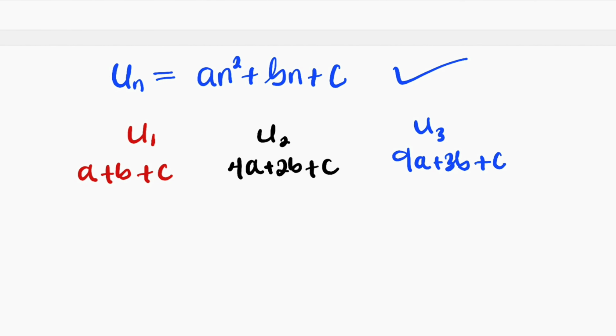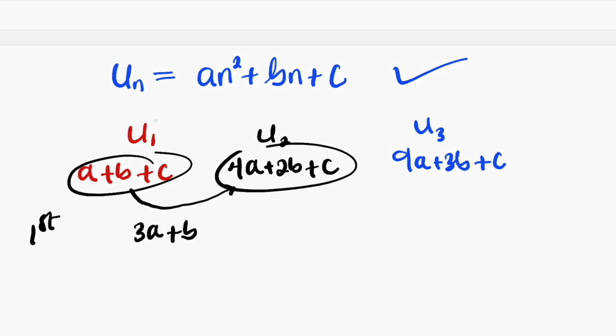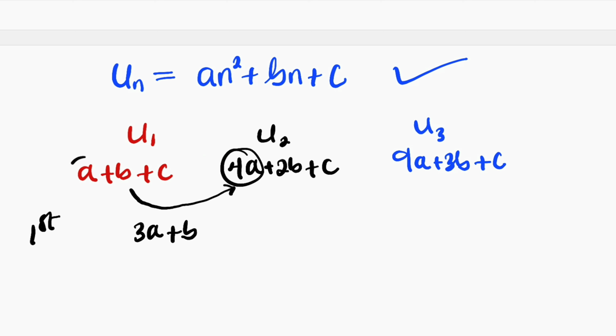Now let us find the first and the second difference. The first difference, what is the difference from here to here? To get 4a from a, you need to add 3 extra a's, right? So we have 3 extra a. To get from b to 2b, you need to add a b. To get from c to c, you don't need to add anything. Or you can take this one and subtract this one, all the same. You can see that 4a minus a is 3a, 2b minus b is b, and c minus c is 0.